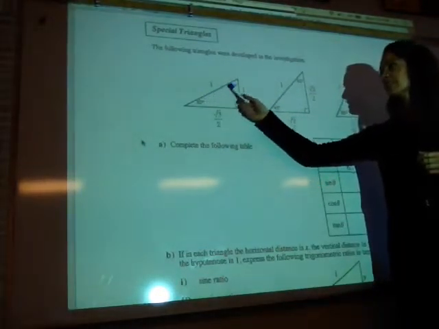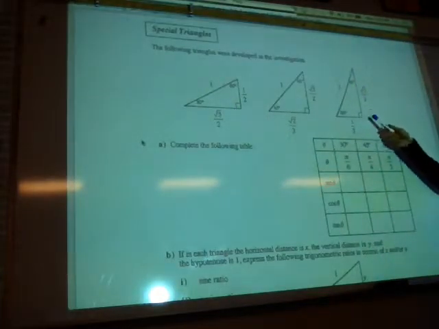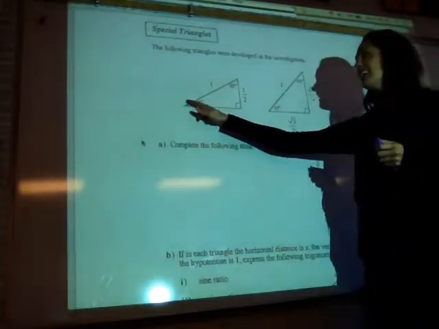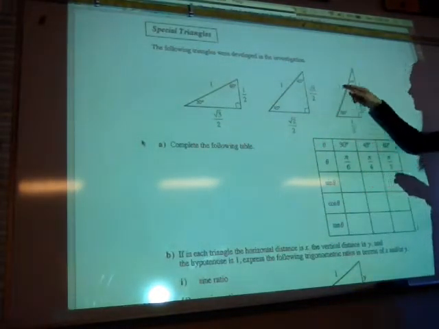So we have 30, 60, 90, 30, 60, 90. They're just rotated around, okay? Different orientation. What do all three triangles have in common? Same hypotenuse. Hypotenuse, yay! Okay, so we have length 1, length 1, length 1.